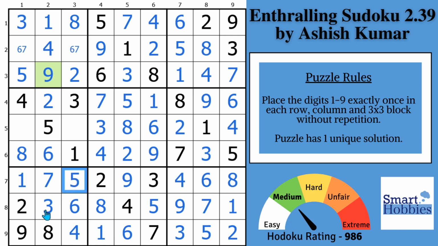I just look in the block first. That's easier than looking all the way across that row. So we put a 6 there. This has got to be your 7. That's got to be your 6. I'm going to look down here and go, I just saw the 7, but I don't see it in block 4. So that's got to be your 7. And the last digit is a 9.